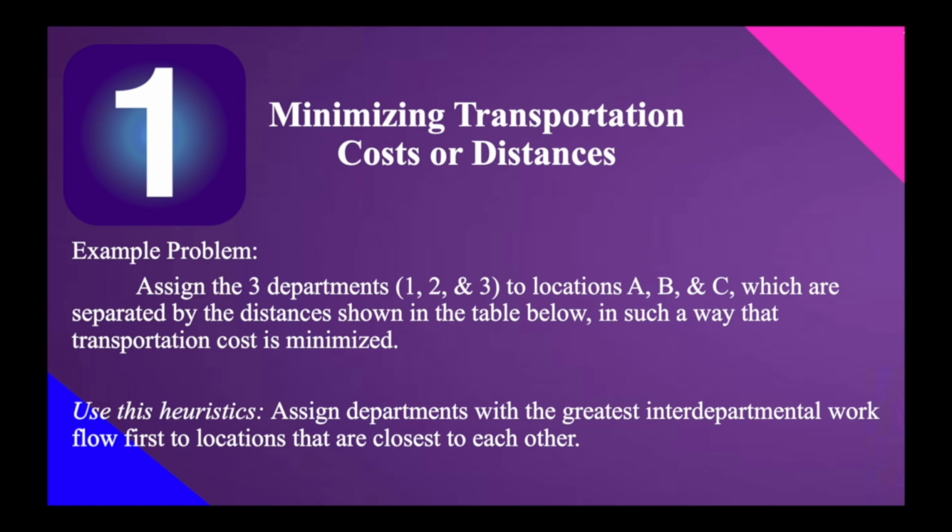Okay, so for the heuristics, again, we're going to use heuristics here. Based on our previous discussion, heuristics is intuitive. There's no specific set of rules that we will use to solve this. It's more on intuition. So for our heuristics on this problem, take note guys, assign departments with the greatest interdepartmental workflow first to locations that are closest to each other. So that is our heuristics.